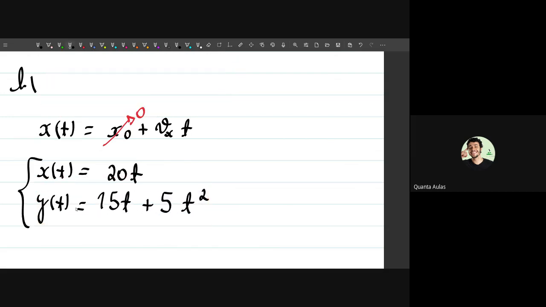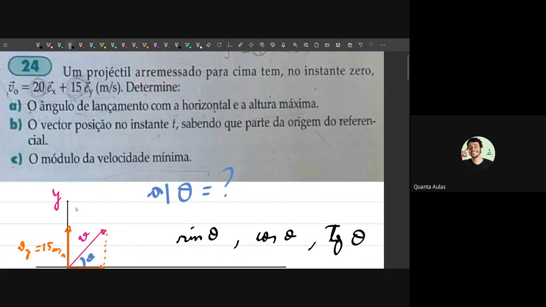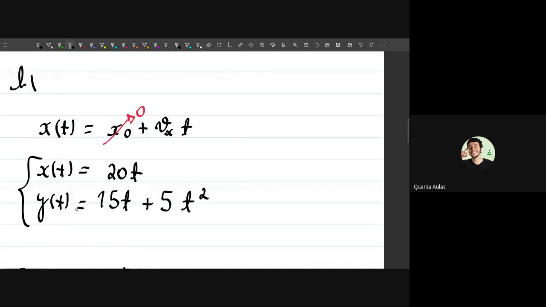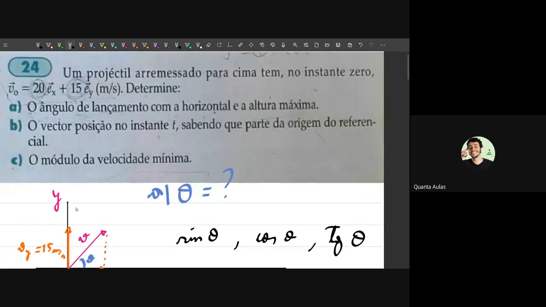This is a form to write the vector, but maybe your teacher prefers something like this: 20t, and we can use this symbol, EX. But this symbol is trash. I don't like this symbol. It's trash to me. And here, A, Y. Right? This is the answer of letter B. I suppose it is only this.